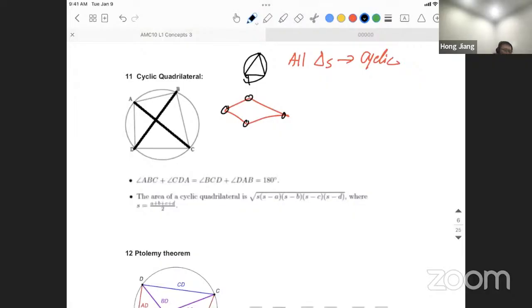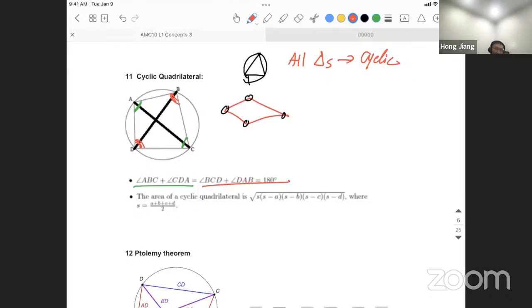The most important thing is there are several rules for you to determine a cyclic quadrilateral. One of the rules is that we check these two angles. Whenever you have two opposite angles that add together to equal 180 degrees, this is going to be a cyclic quadrilateral. As long as these opposite two angles add up to 180 degrees, this is going to be a cyclic quadrilateral. Okay?